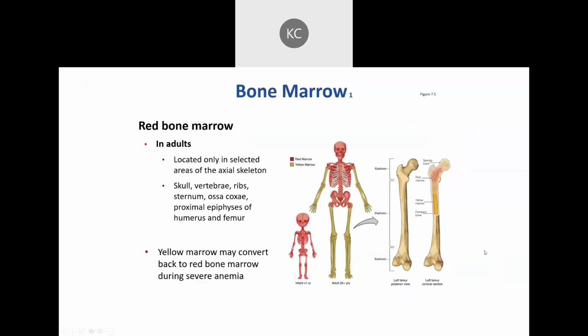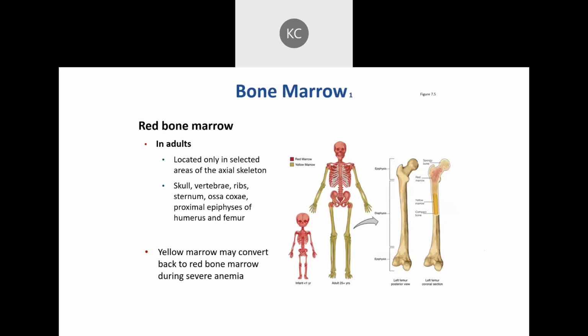Now, we can have red bone marrow in adults, as we said. It's not completely gone, but we have it in very specific regions, right? So in lots of the regions of our axial skeleton, that which makes up the midline axis of the body, so skull, ribs, and whatnot, vertebrae, you have it there. And you also have it in the proximal ends of some of our long bones. So proximal ends of the humerus, proximal ends of the femur as well.